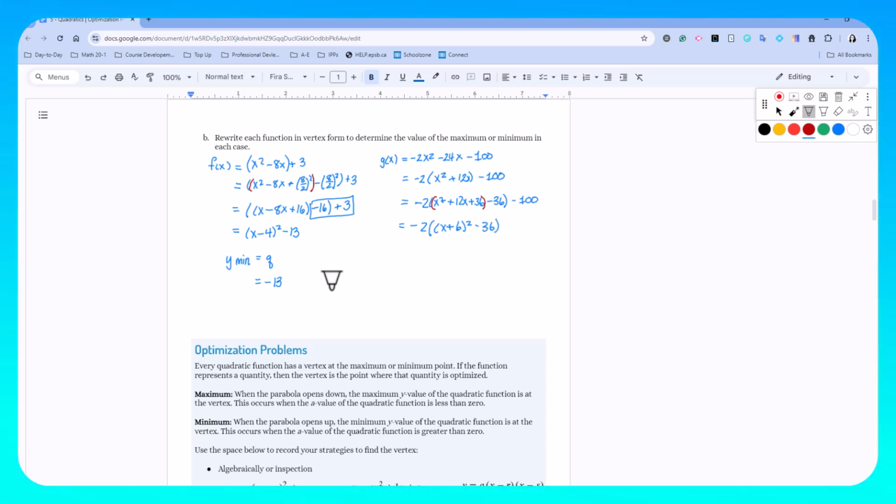Now I'm going to do that distribution. I'm going to take that negative 2 here and here, but I'm not going to forget I got this minus 100 sticking off at the end here. So what do I get? I get minus 2 times x plus 6 squared plus 72 minus 100. That leaves me with negative 2 times x plus 6 squared minus 28. Now, same goes. This one we already determined had a maximum point, so the y max is going to equal negative 28.